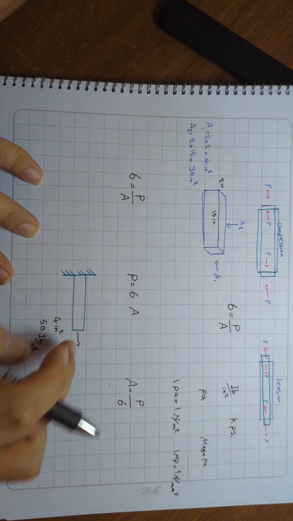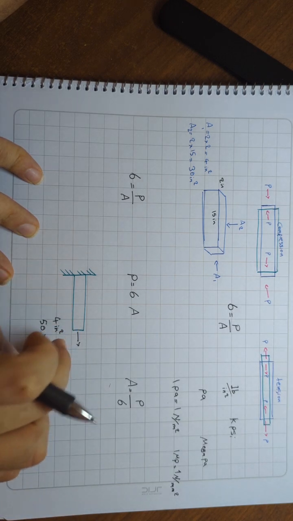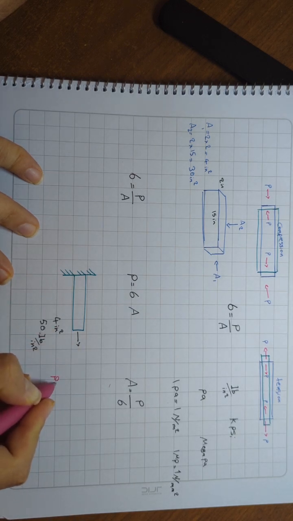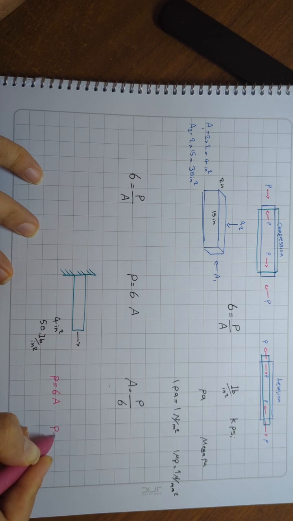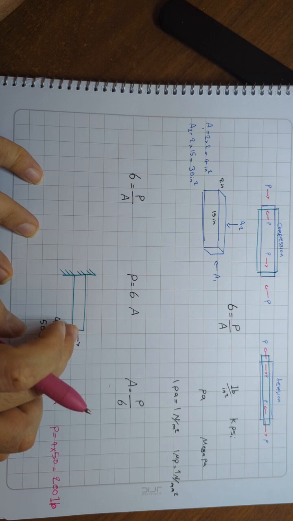So how much is the maximum force that I can load on this beam that it doesn't break? We can easily say P equals sigma A. So P equals 200 pounds. So it means that if we put 200 pounds or more force on this beam, it is gonna break.